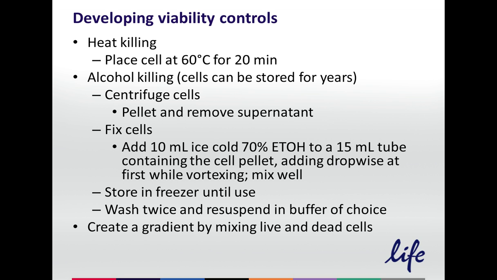One of the nice ways when you have a population of completely dead cells is you can actually create a gradient by mixing live and dead. So if you wanted 50% live, 50% dead, just add equal volumes of your experimental sample to your viability control.